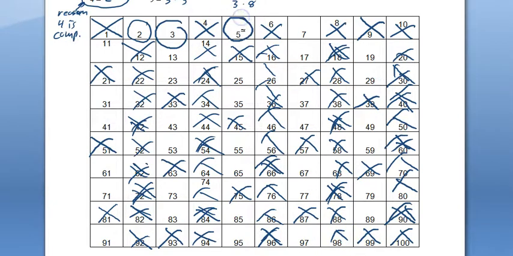5 is prime. Now anything with a 5, so we know that anything that ends in a 5, which is all of these, and anything that ends in a 0, which is all of those, from 10 to 100, are composite.